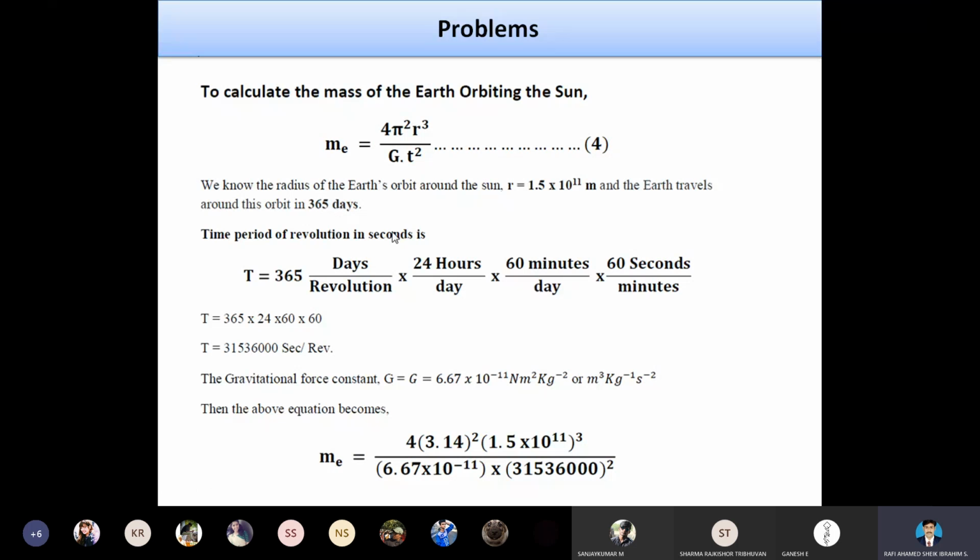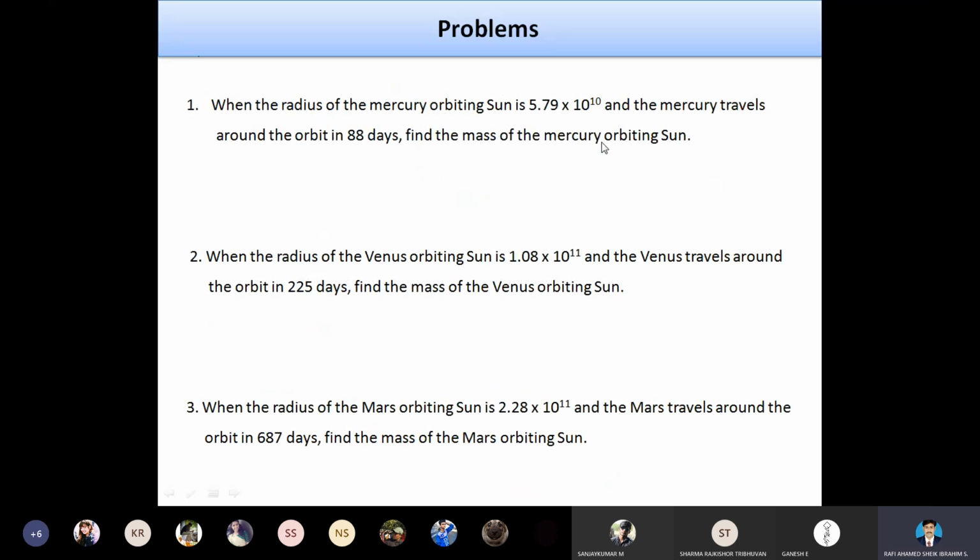The same process has to be carried out to measure the mass of the Mercury orbiting the Sun, the mass of the Venus orbiting the Sun, and the mass of the Mars orbiting the Sun. So I have placed here 3 problems. Work out these 3 problems and submit these as an assignment, similar to what I have shown here.